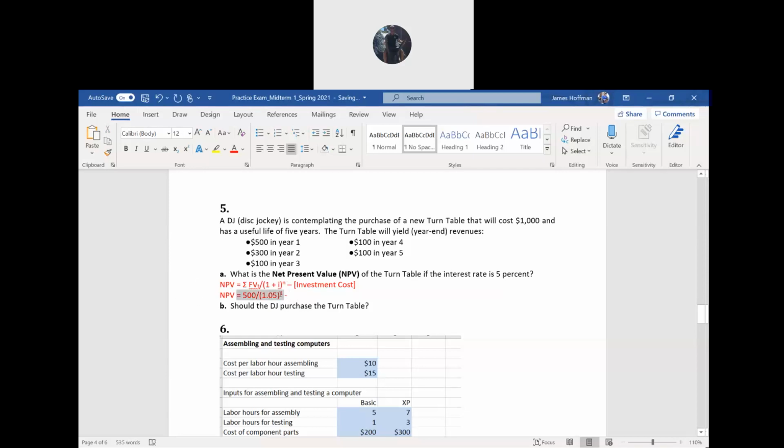Okay, so that's year 1. How about year 2? Okay, so in year two, you get $300 and divide that by 1.05 squared for year two. So the n here is whatever year you're in. So year one, year two. All right, let's keep going. We have three more terms.